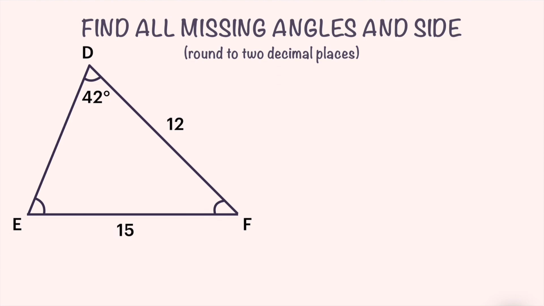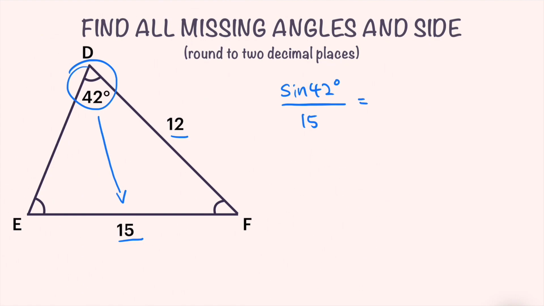Find all missing angles and side. Okay, let's first see what we have. We have the angle 42 and the side 15 and the side 12. Oh, look, we have a set. The opposite side of the angle 42 is the side 15, and that means we can use the sine law.